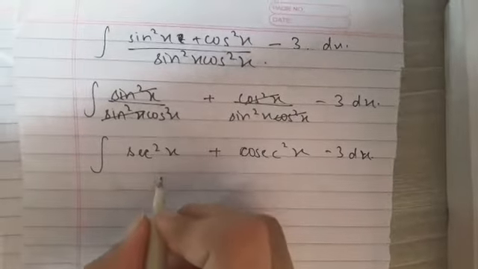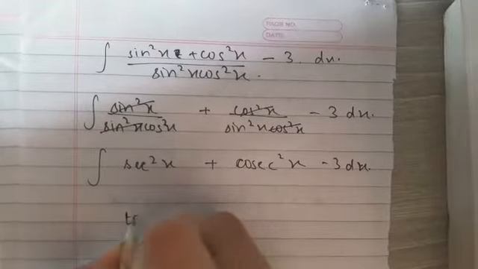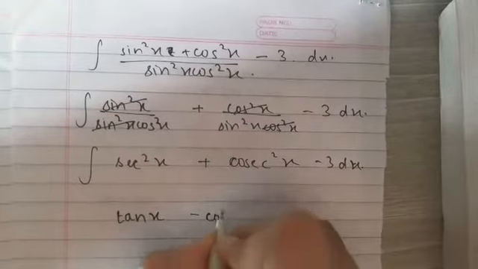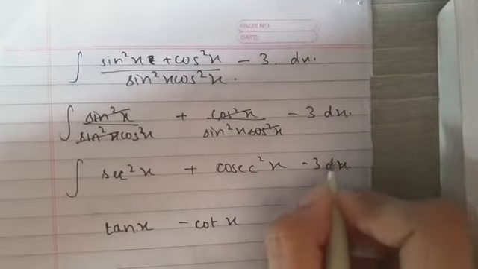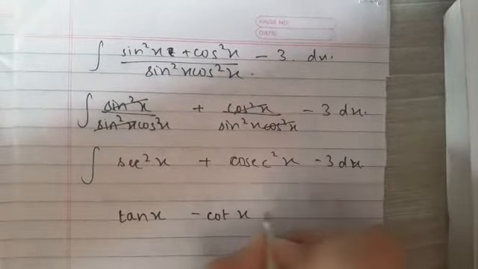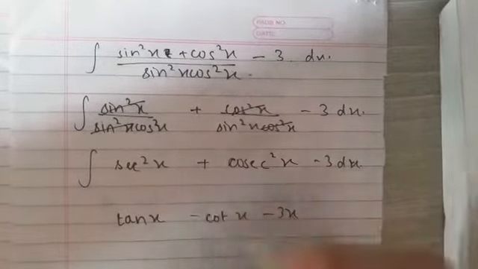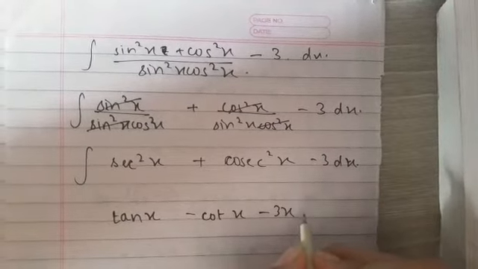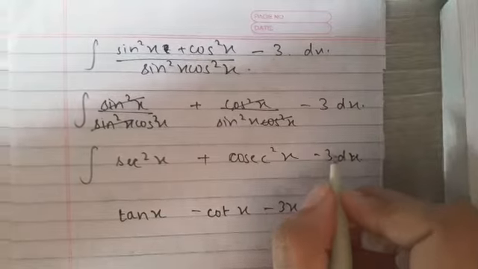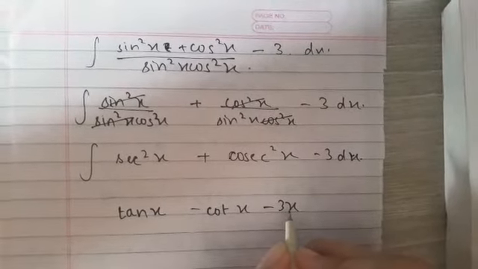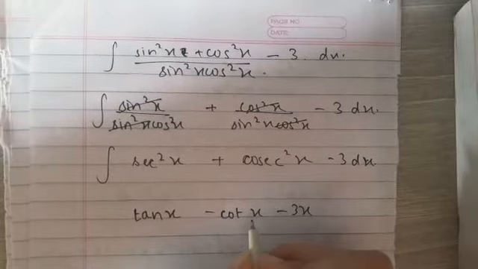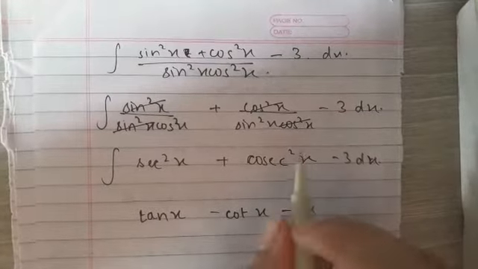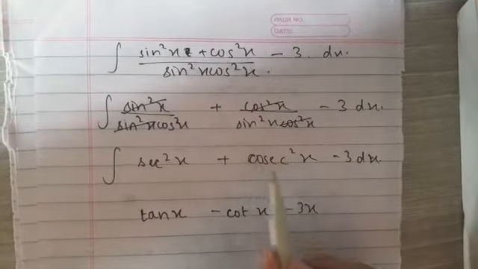Now we know that the integral of sec square x is tan x, and the integral of positive cosec square x is minus cot x, and minus 3 into 1 becomes minus 3x, because when we differentiate this, it becomes only minus 3: the x gets replaced with 1. So because we have 1 here, we substitute that with x. That's the integration. And here, minus cot, the differentiation of cot is minus cosec square x. So the minus and minus will get cancelled and we'll have plus cosec square x.